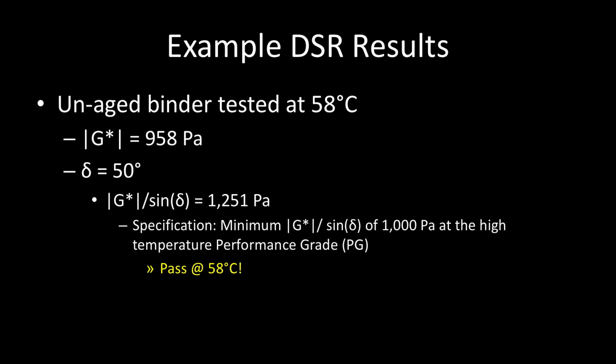Test results can be used to assess the performance grade. For example, if an unaged binder is tested in the DSR and G star is found to be 958 Pascal and the phase angle is found to be 50 degrees, then G star over sine delta is 1251 Pascal, which exceeds the specification limit of 1000 Pascal. Thus, these results would indicate the binder tested passes the high temperature PG specification on unaged binder at 58 degrees Celsius.